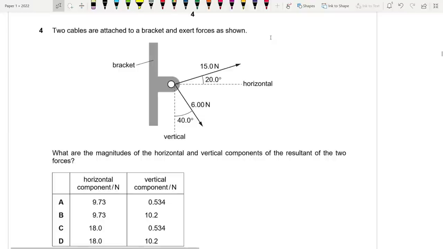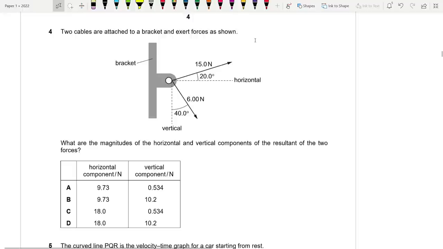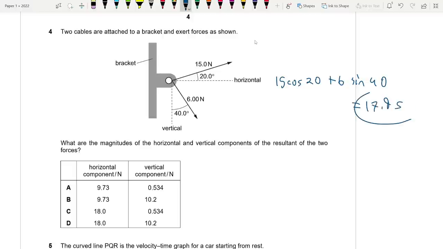4. Two cables are attached to a bracket and exert forces as shown. What are the magnitudes of the horizontal and vertical components of the resultant of the two forces? The horizontal resultant force is 15 cos 20 plus 6 sine 40, which gives us a value of 17.95. What about vertical? It's 15 sine 20 here and 6 cos 40 down there.